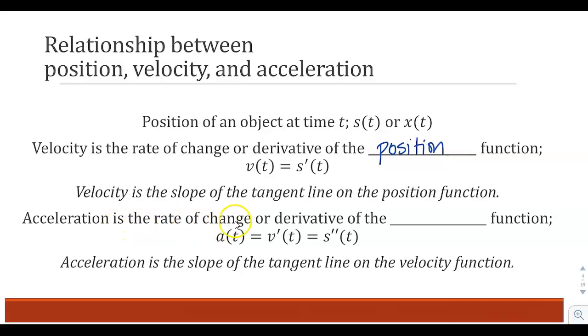Acceleration is the rate of change, or derivative, of the velocity function. So acceleration is the derivative of velocity, v prime of t, which means it is the second derivative of the position function. So acceleration is the slope of the tangent line on the velocity function.